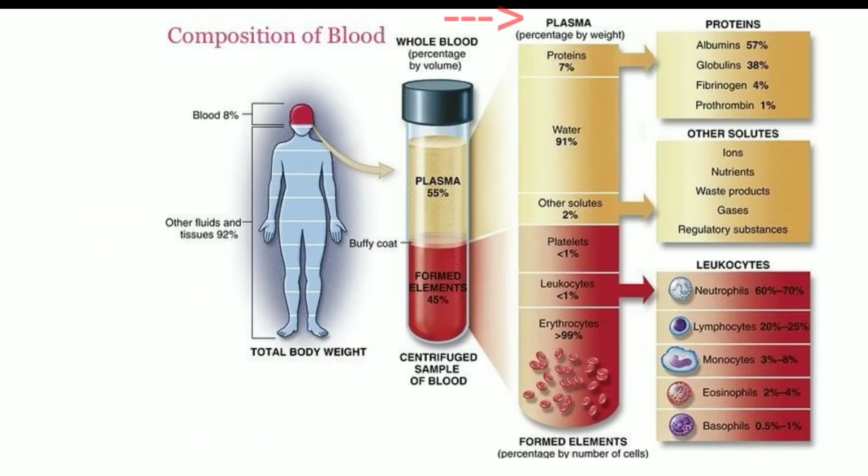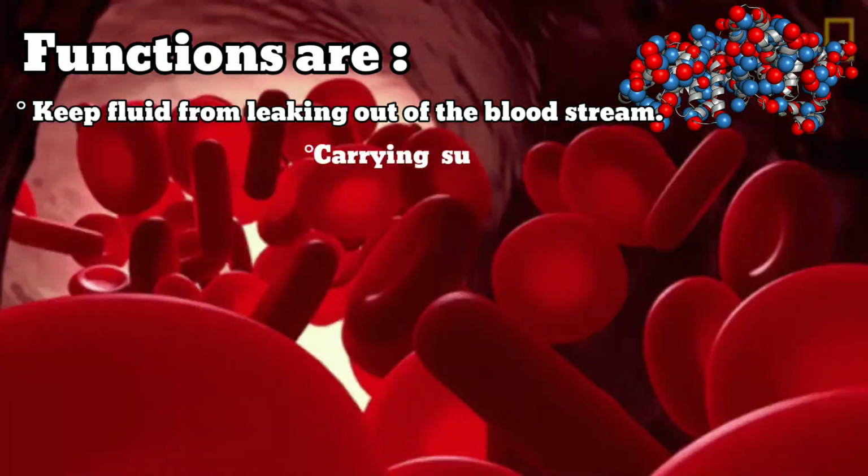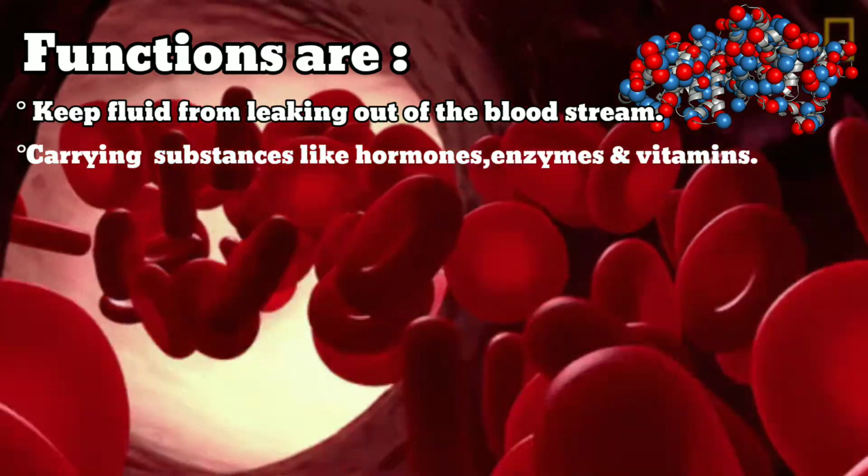Let's see the composition of these blood constituents by weight, beginning with plasma. Plasma is made up of proteins, which make up 7% of plasma fluid, water, which makes up about 91% of plasma fluid, and other solutes, which make up about 2% of plasma fluid. In terms of proteins, we have different types of plasma proteins, such as albumins, which make up about 57% of plasma proteins. It is produced in the liver and then enters the bloodstream, where it is carried to other parts of the body. Its functions are to keep fluid from leaking out of the bloodstream and to carry substances like hormones, enzymes, and vitamins in the body.